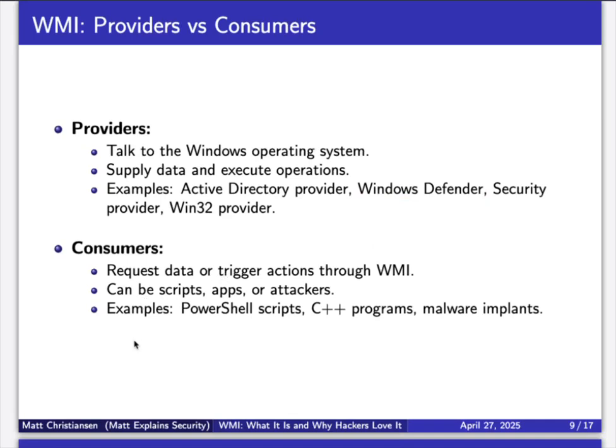And then we have consumers. Those are the ones that the attackers can become, and they can request data or trigger actions through the WMI. So it can be scripts, apps, or attackers. So scripts, programs, malware, implants, right?